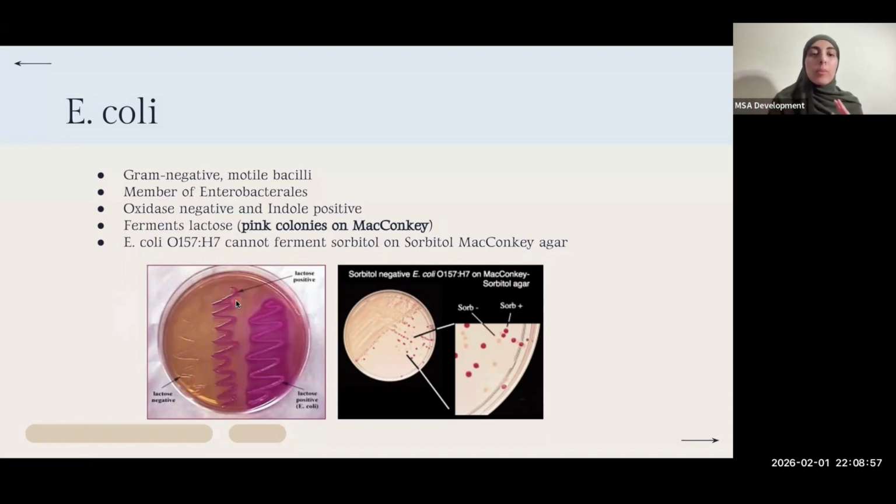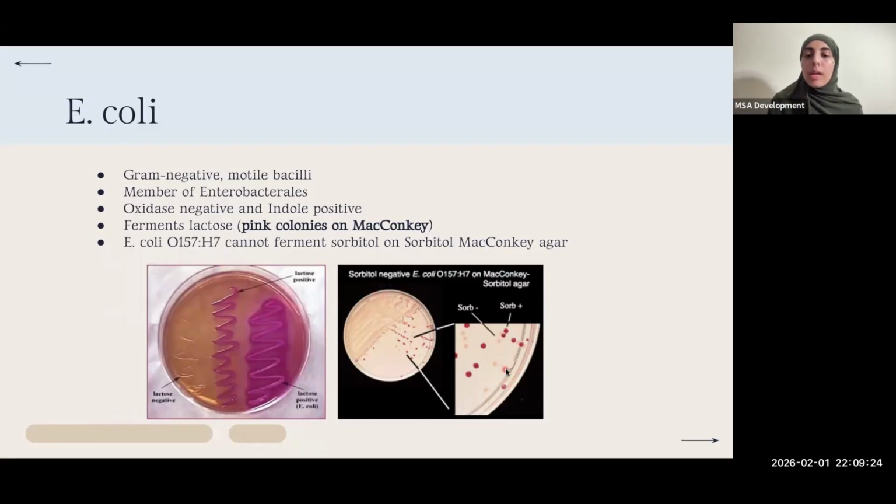All E. coli will ferment lactose on this agar and become pink. But then, if you add sorbitol onto this agar, you add sorbitol to differentiate O157H7 from other types of E. coli. This specific O157H7 cannot ferment sorbitol, while all the other E. coli will be able to ferment sorbitol. So sorbitol negative, basically it will stay yellow, okay?